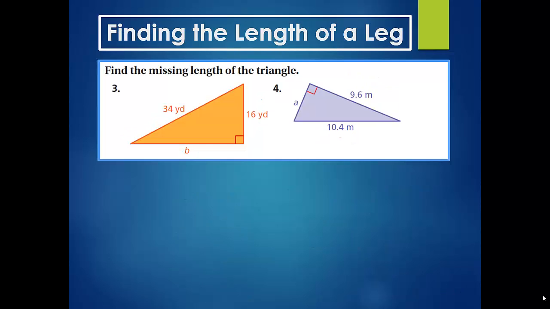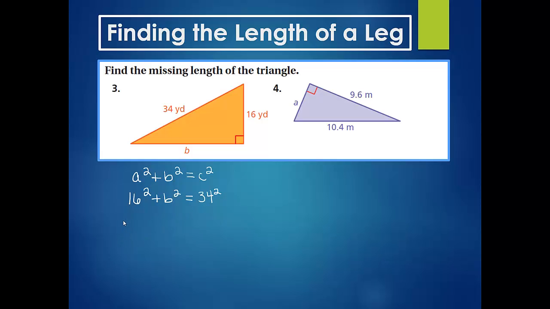Now we're going to find the length of a leg. So we're going to find the missing length of the triangle. So for number 3, we'll go ahead and start out with a squared plus b squared equals c squared. And on this one we do not know b, but we do have 16 yards and 34 yards that we do know. 16 would be a because that represents one of our legs, and 34 would be c because that is a hypotenuse. So we'll have that 16 squared plus b squared equals 34 squared.